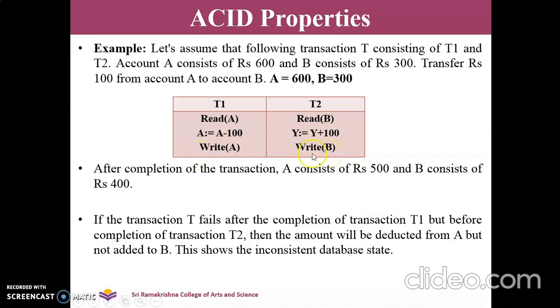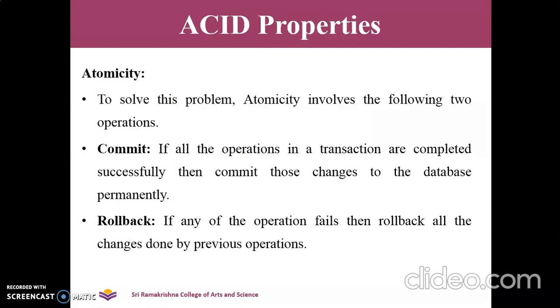But what happens if the transaction fails after the completion of T1 but before the completion of T2? The amount will be deducted from account A, but it will not be added to account B. This state is called an inconsistent state in our database. So let's see how atomicity will solve this problem.